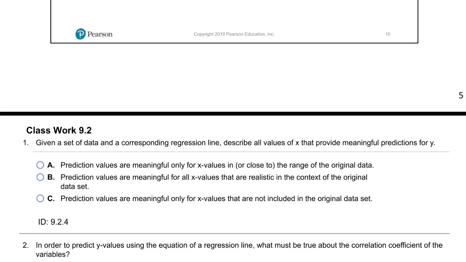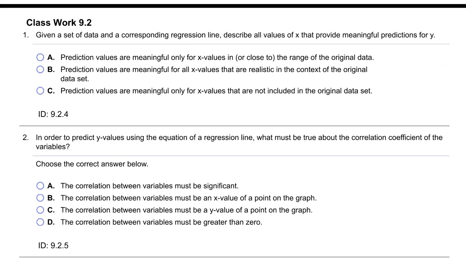All right, so let's do some problems here. Given a set of data and a corresponding regression line, describe all values of X that provide meaningful predictions for Y. So we said that if it's going to really make any sense, we have to be in or near the values, the range of the values from the data. So they're meaningful only for x, y values in or close to the range of the original data.